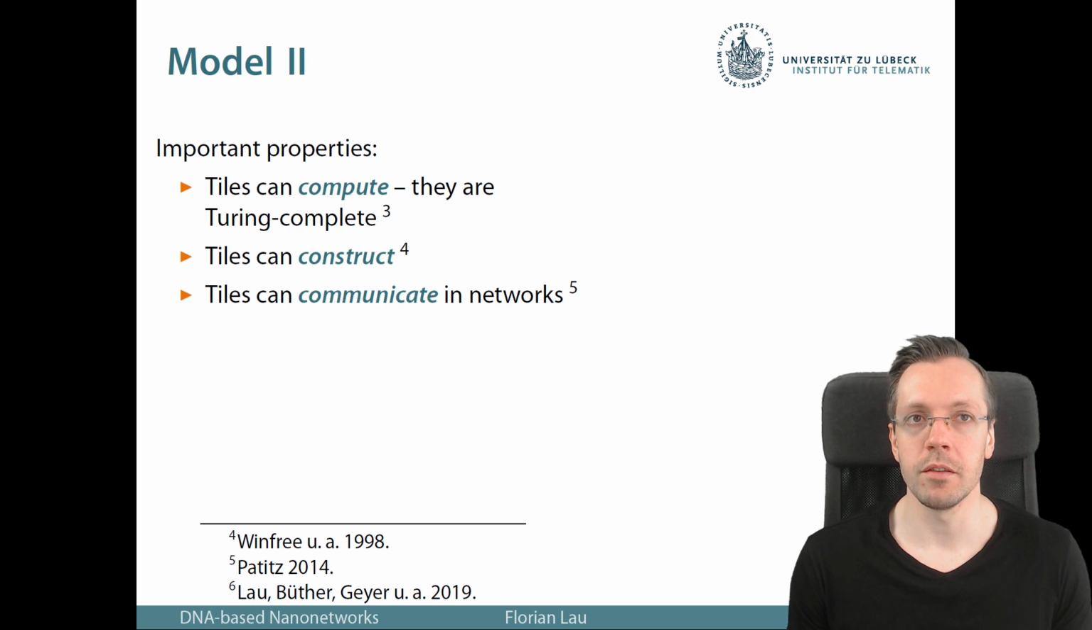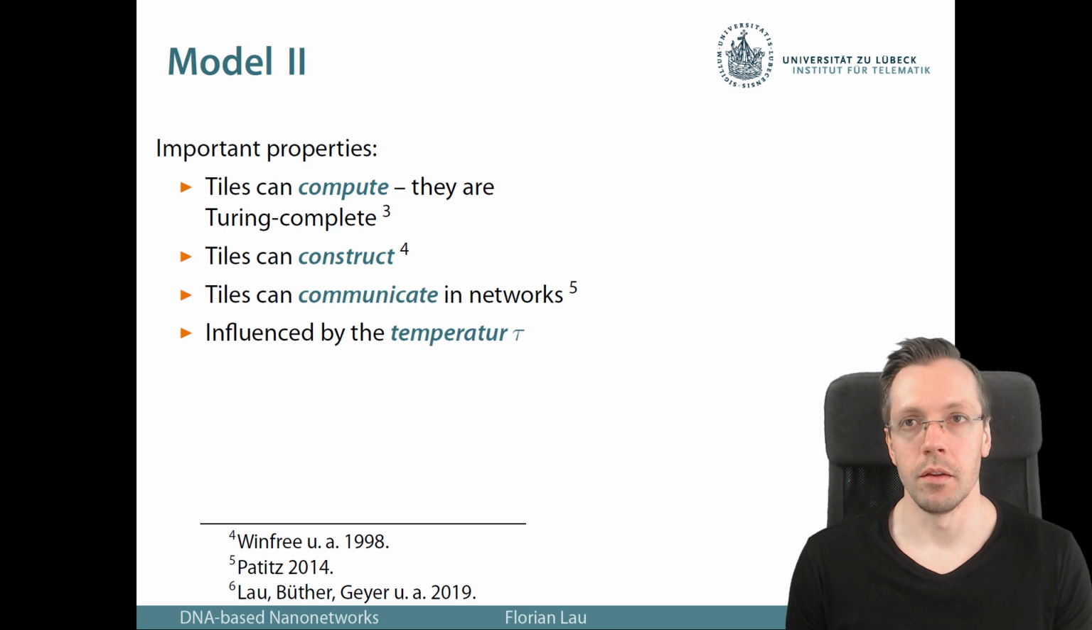Temperature 2 just means that the tiles need a glue of at least strength 2 to form stable bindings with each other. And they are Turing complete, namely they can compute any mathematical function. Further, those tiles can construct and they can communicate in networks using the message molecule approach. And they can obviously also create any other shape that you desire, like a box that contains medication. And it is, as mentioned, influenced by the temperature tau.